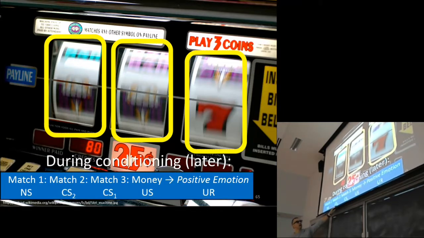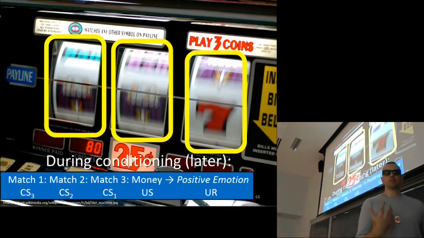And now this higher order conditioned stimulus that follows this neutral stimulus can turn it into an even higher order conditioned stimulus. So now we have the situation where every single time that you win that money, that increases the conditioned stimulus properties of match number three. Every single time you get to match number three, that increases the conditioned stimulus properties of match number two. And every single time you get to match number two, that increases the conditioned stimulus properties of match number one. And what this means is that all of those three conditioned stimuli can cause the conditioned response of positive emotion. And you'll see this.